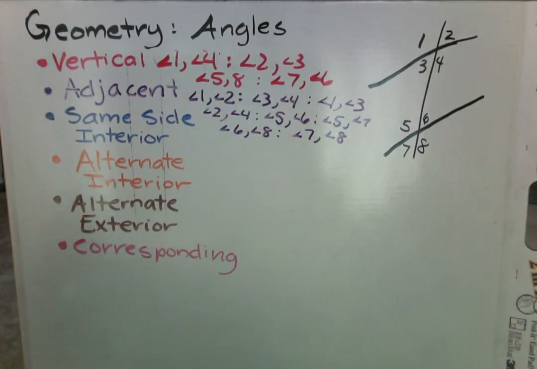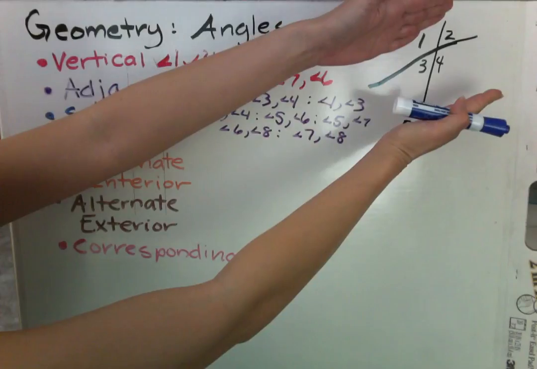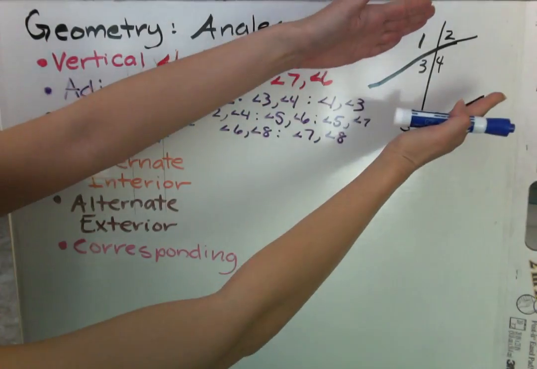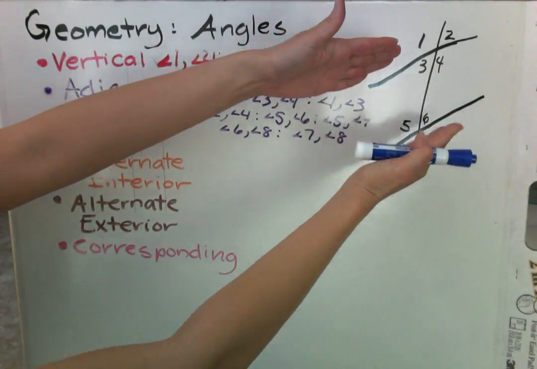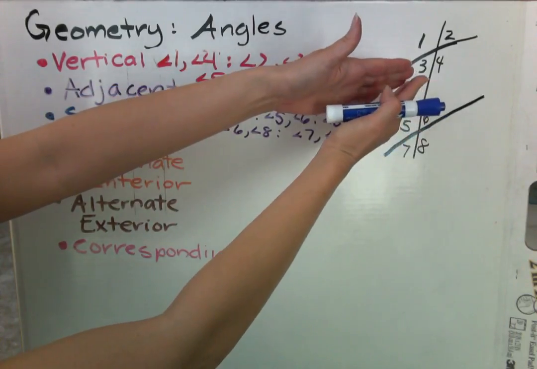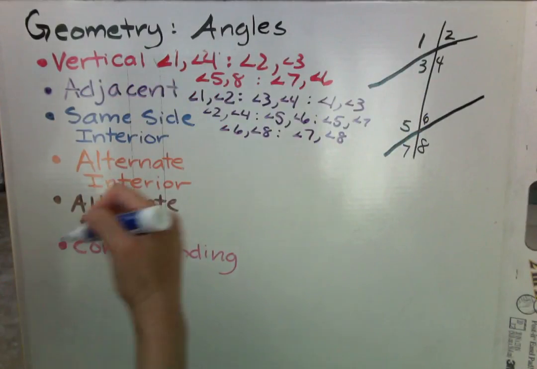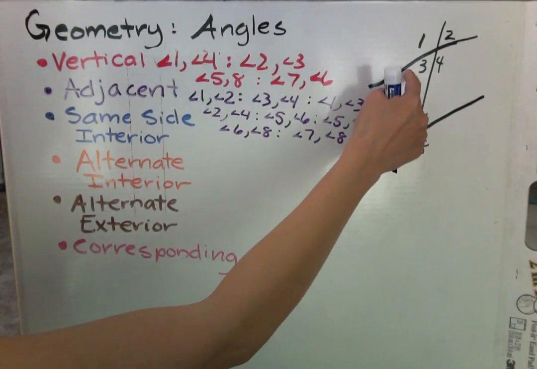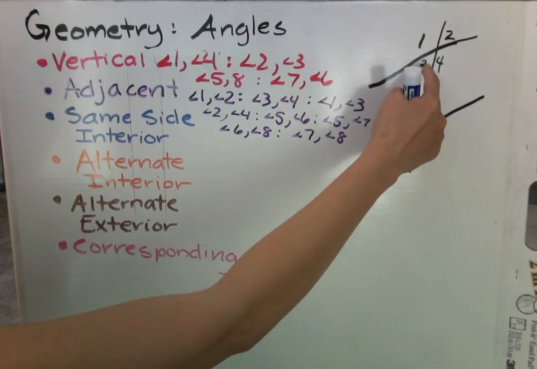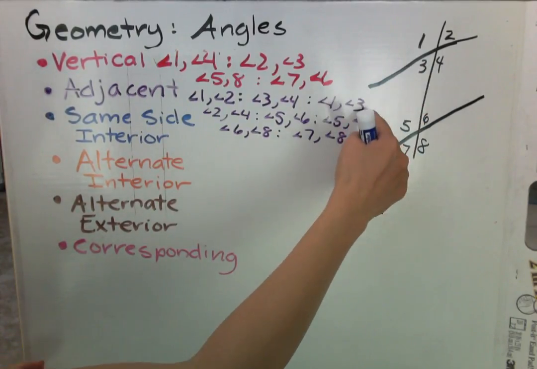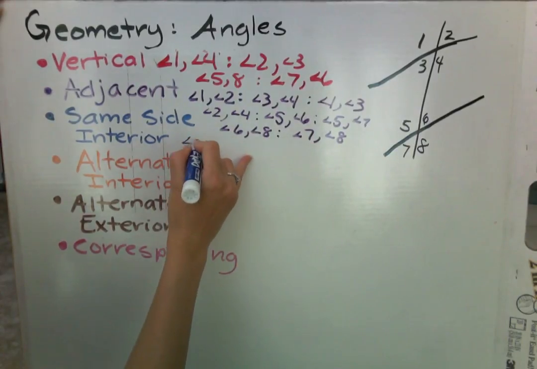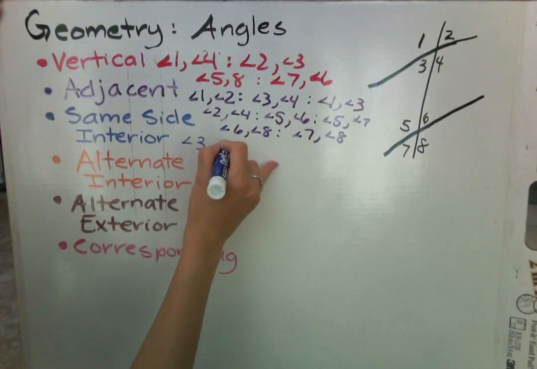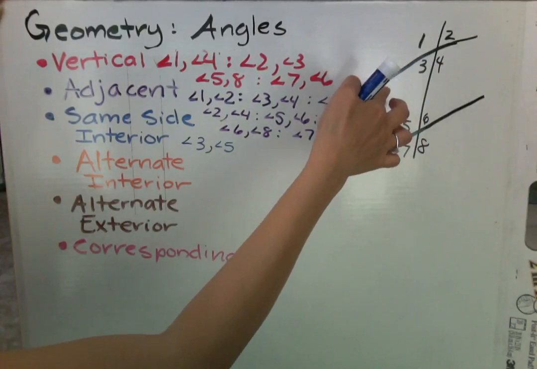Let's look at same side interior. Same side means it's on the same side, but what do they mean by same side? So what I do is I look at the lines that are more or less parallel, and it's inside. Interior is inside these two lines, and they're on the same side. So if we only have these four choices, so they're inside and on the same side of the transversal. So on the left side here would be angle 3 and angle 5 are same side interior.